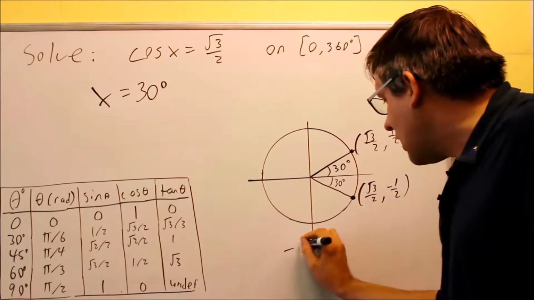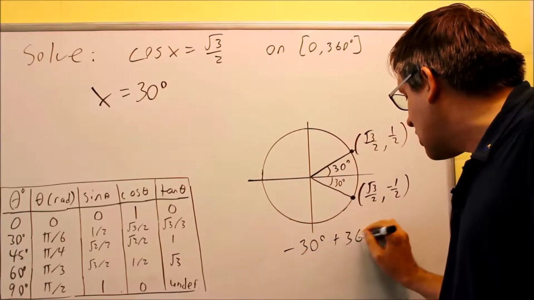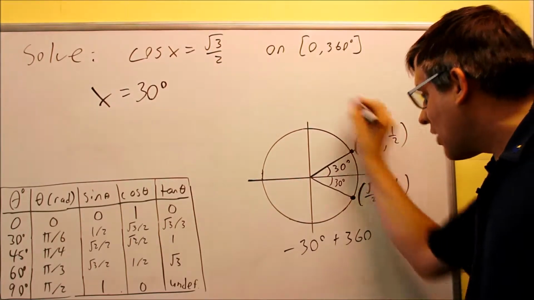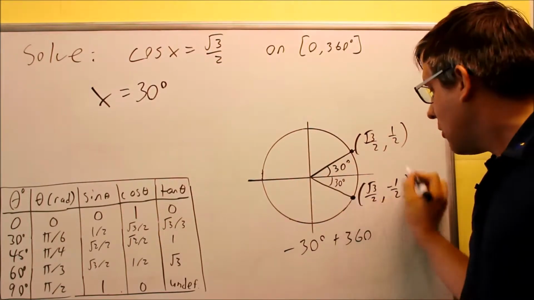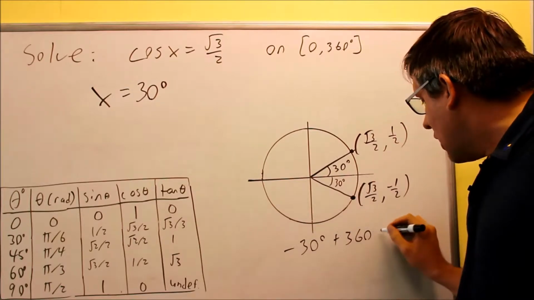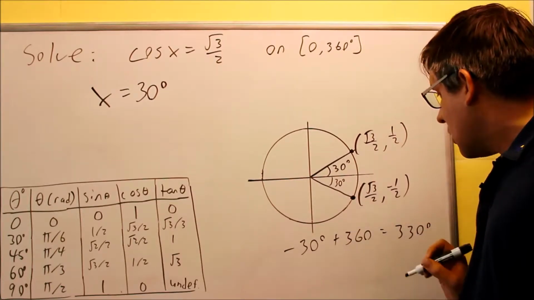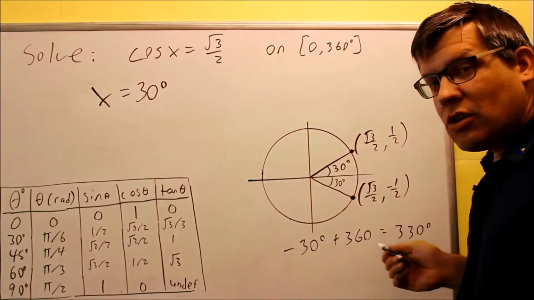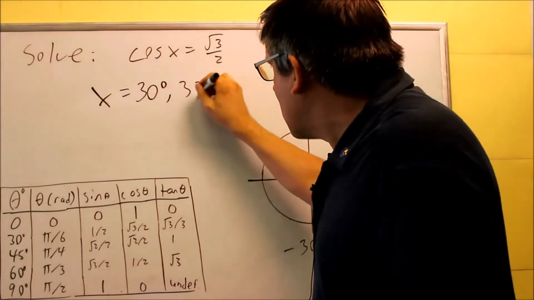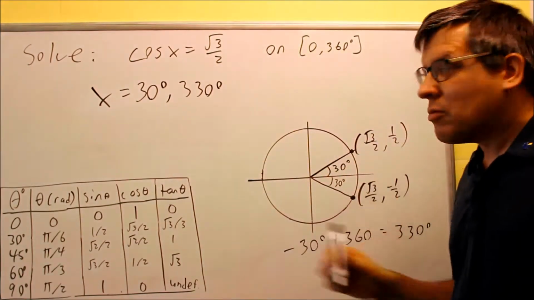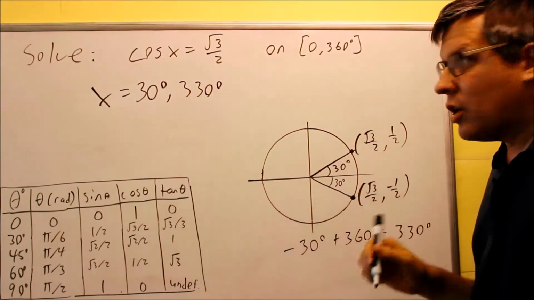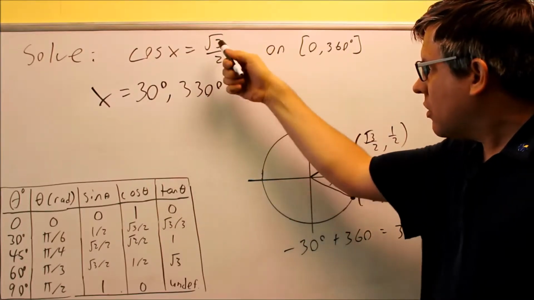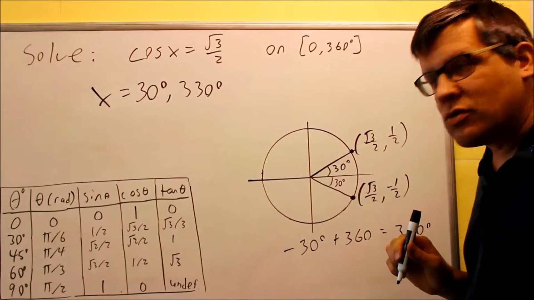So if I have negative 30 degrees and then add 360 to take us back to the same spot, we talked about those periodic identities. If you add 360, it doesn't change the place you land on the unit circle. Then that's going to give you 330 degrees. So instead of going negative 30, that's the same thing as going around the other way, and you get 330, which means this actually has two solutions: 30 degrees and 330. And if you check both, cosine 30 is square root of 3 over 2, and cosine 330 is also square root of 3 over 2.